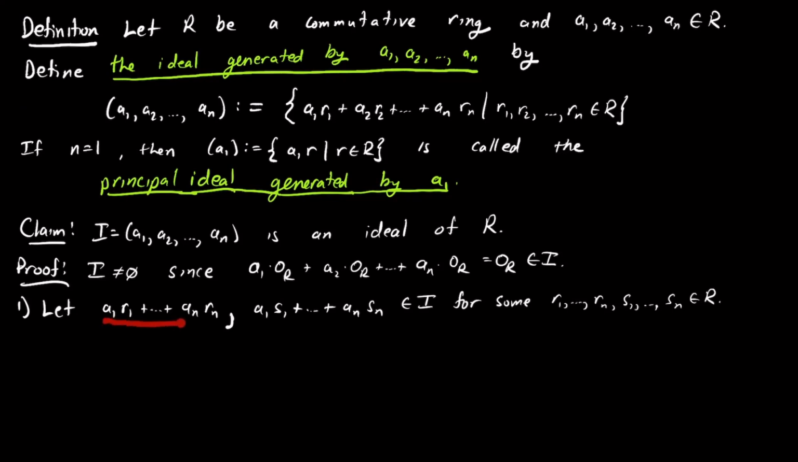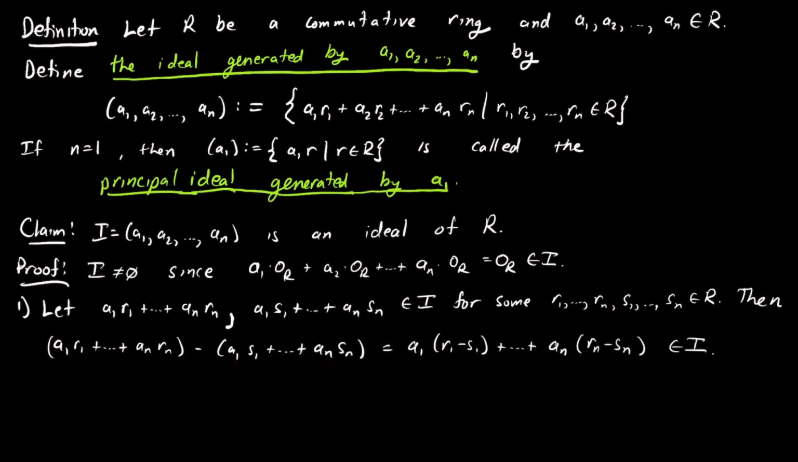So A1 R1 plus dot dot dot plus AN Rn, and A1 S1 plus dot dot dot plus AN Sn. Let them be elements of my ideal, where R1 through Rn and S1 through Sn are elements of R. And what I need to do is subtract these two elements. So I'm going to take their difference, this guy minus this guy. And what do I get when I take their difference?